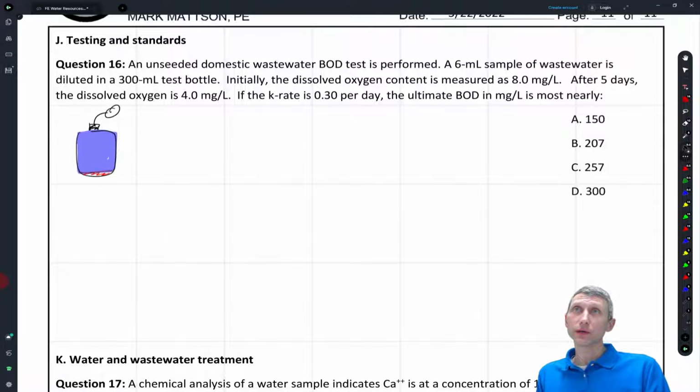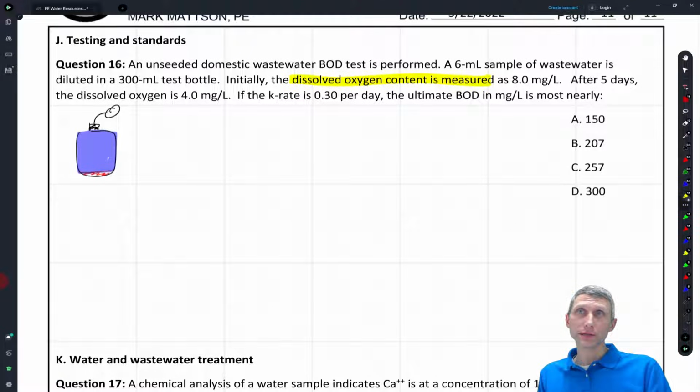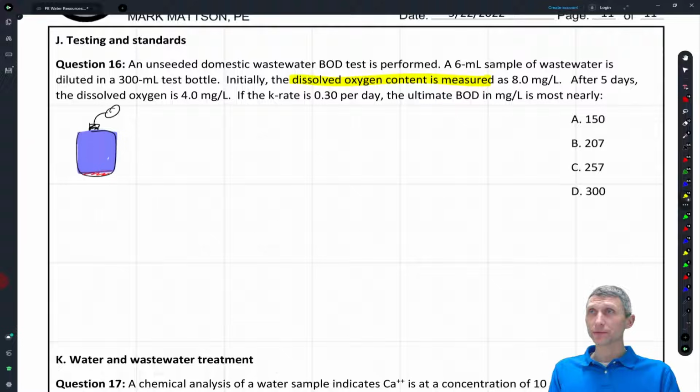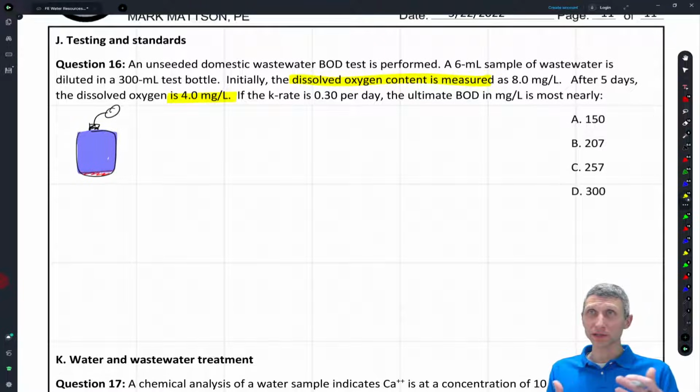So what are you reading? You're reading the dissolved oxygen content. This is kind of your BOD test. You set it up, you let it sit for 5 days, you measure it again, and you get a second reading. And what we're asking here is, what's the ultimate BOD in this sample?